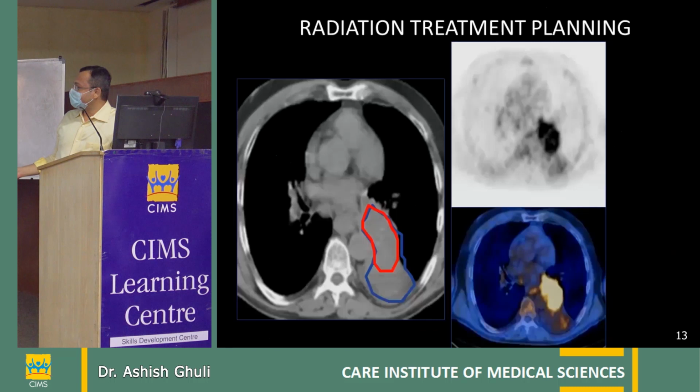So this is another case. PET CT can also be used for RT planning. This is a large mass seen in the lung, but you can target only the active part. The rest of the part outside the red area is the collapsed lung. So you can differentiate between the inactive and active part of the lesion.